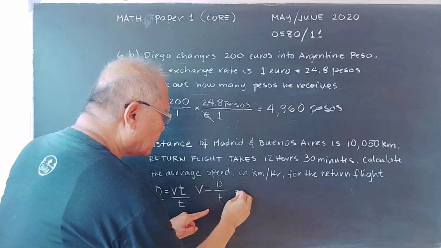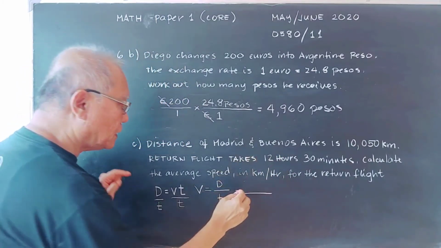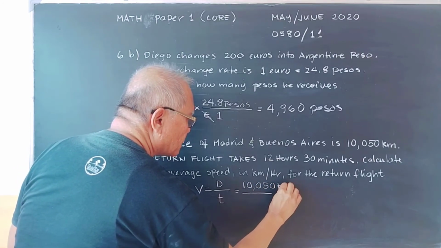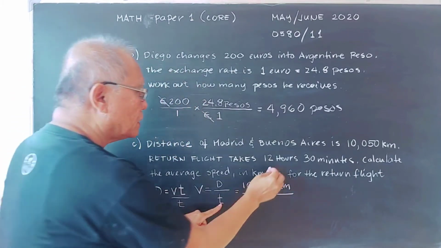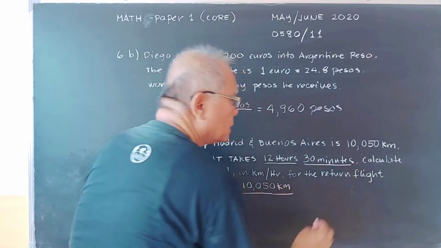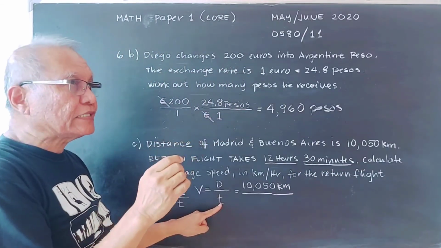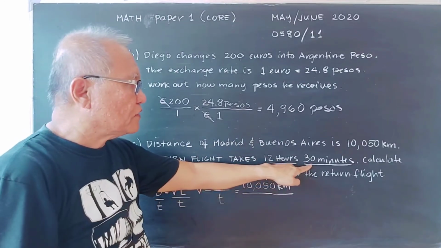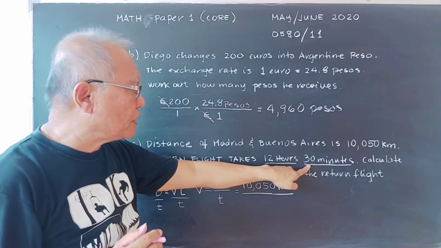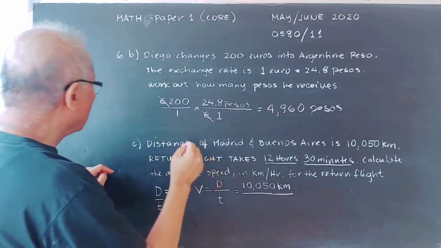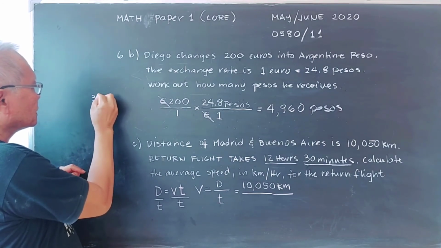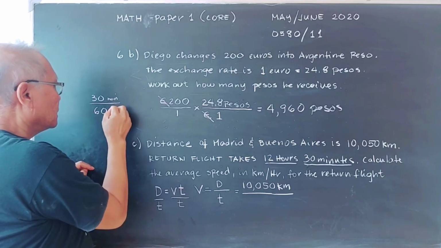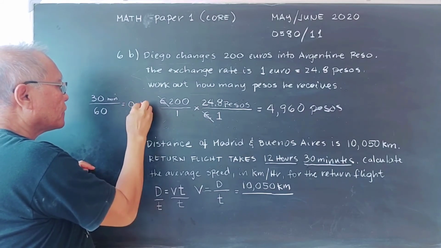In here we have already the distance, which is 10,050 kilometers. We have 10,050 kilometers here. And our time is 12 hours, but we have minutes. So we need to convert minutes to hours and add that one to hours. So this is 12 point something hours. So we change first minutes into hours. So how do we change minutes into hours? That is 30 minutes. We divide it by 60. And that one will be equal to 0.5 hours.